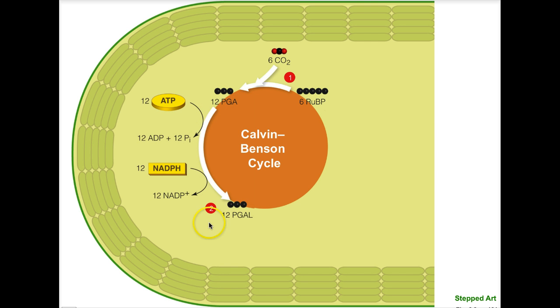Those 12 PGA are then just slightly rearranged. ATP energy is added to them, as well as NADPH, and ATP and NADPH came from the light-dependent reactions. Notice we've kept our 3-carbon compounds, so we still have 12 of them. Of those 12, 10 of them are going to stay in the cycle. 2 of them are going to leave the cycle and form one 6-carbon glucose molecule. So 2 3-carbon molecules add up to one 6-carbon molecule. That means we're left with 10 3-carbon molecules.